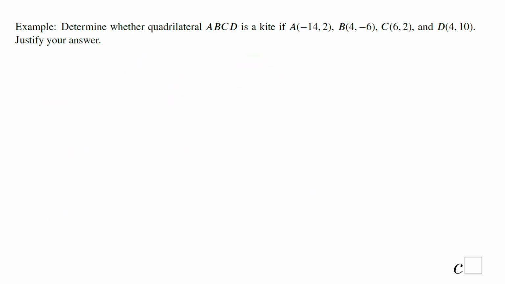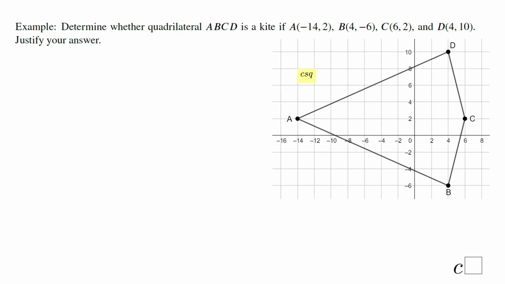What about a rectangular grid? We can look at kites like any other quadrilateral in a rectangular grid. We have this quadrilateral, and we need to determine if it's a kite. The coordinates are A (-14, 2), B (4, -6), C (6, 2), and D (4, 10). So the first thing I will do is plot the points, even though those numbers are not very small. But look, I did it.